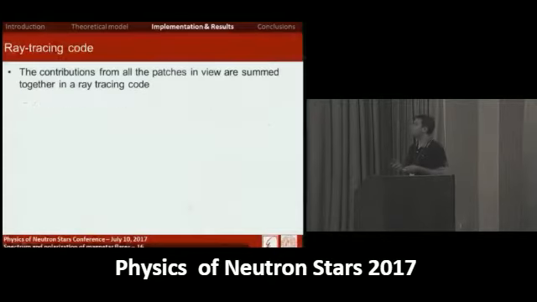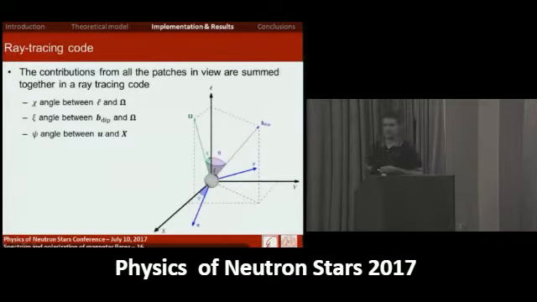So we sum together the contributions of all the patches in view in a ray tracing code in which the star is seen along the observer line of sight, and the viewing geometry can be controlled through the 2 angles of before, chi and xi, between the line of sight and the spin axis, and the magnetic axis and the spin axis of the star respectively.